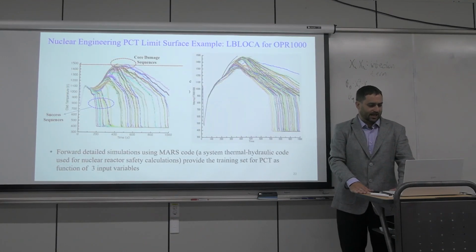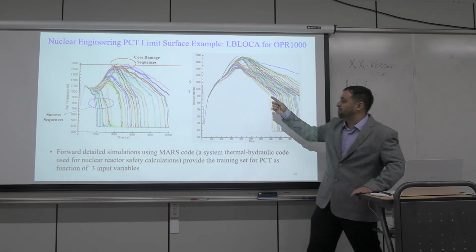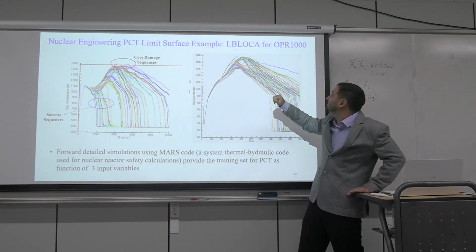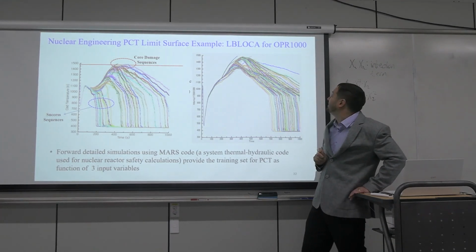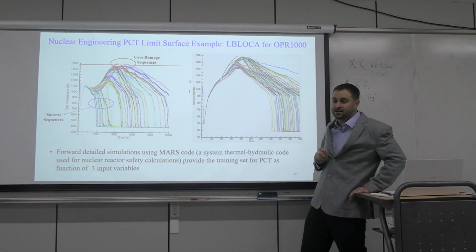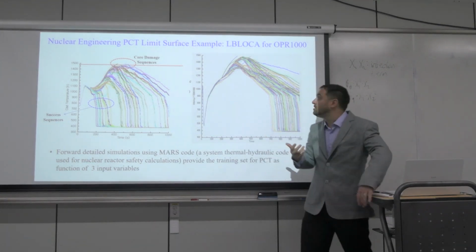And so here is an example. This is a computer simulation. This is a nuclear engineering example. This is the peak clad temperature limit surface. And this is for a large break loss of coolant accident for the OPR 1000 reactor, which is about 8 or 9 of these reactors operating here in Korea.